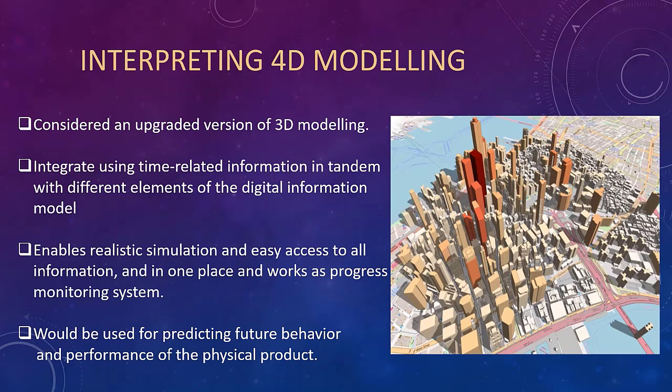Okay, now let's find out what 4D modeling is about. 4D modeling is considered an upgraded version of 3D modeling. For 4D modeling, we integrate time-related information. This is to ensure a realistic simulation and easy access to all information in one place, and it works as a progress monitoring system. Basically, 4D modeling will be used for predicting future behavior and performance of the physical product.